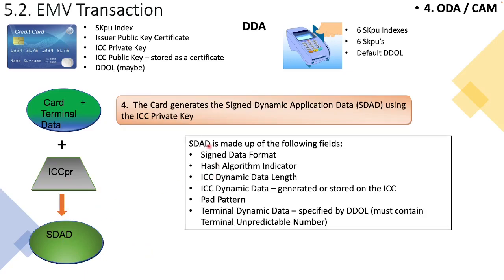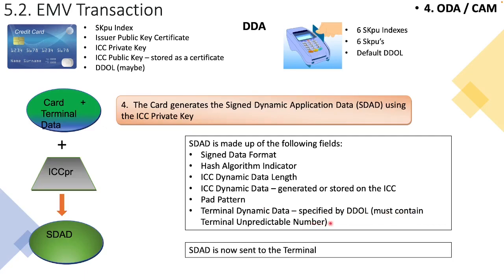Your signed dynamic application data is made up of the following fields. It starts off with a signed data format, a hash algorithm indicator, ICC dynamic data length, ICC dynamic data which is generated or stored on the ICC, pad pattern, and terminal dynamic data specified by the DDOL. Remember we said it must contain the terminal unpredictable number. Once the card has generated its SDAD, it sends it to the terminal.